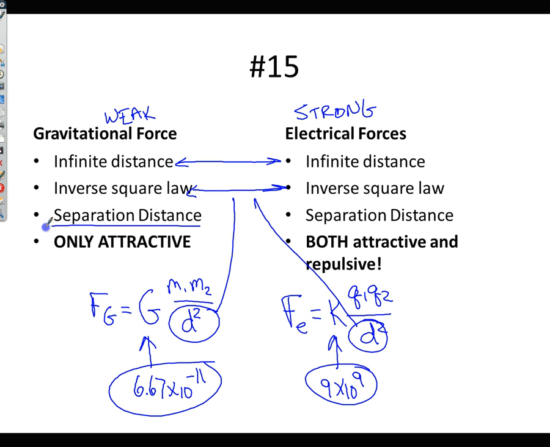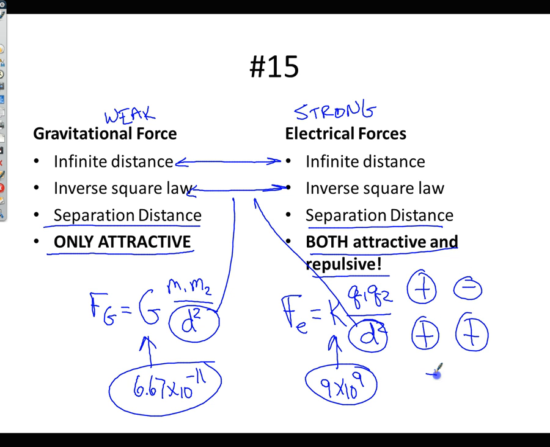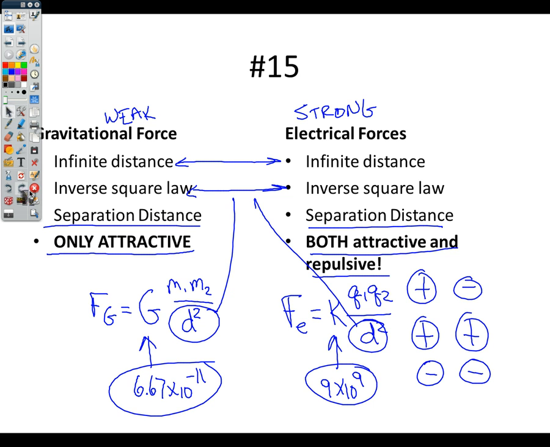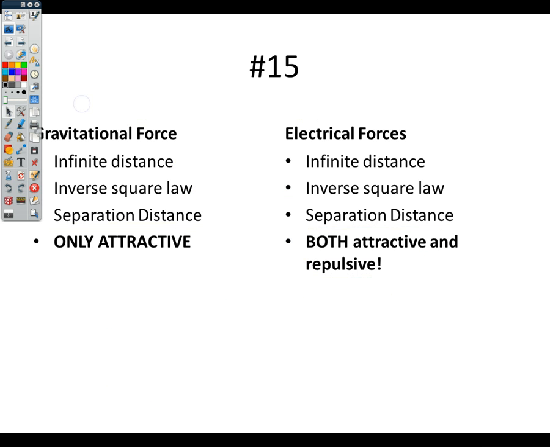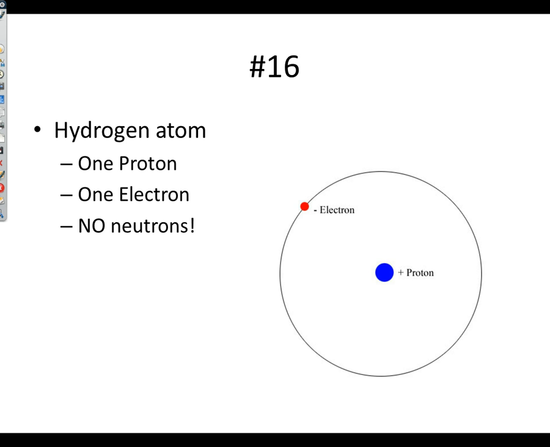There is a separation distance, and you see that in both of those, but gravity is only attractive. It only will pull an object in. Electricity can be both attractive and repulsive. We remember that 2 opposite charges will attract, and 2 similar charges, no matter whether it's 2 protons or 2 electrons, will repel each other. So that's number 15. Number 16 asks about the hydrogen atom, what's it composed of?